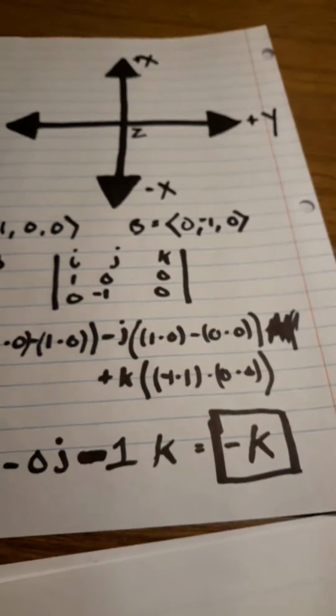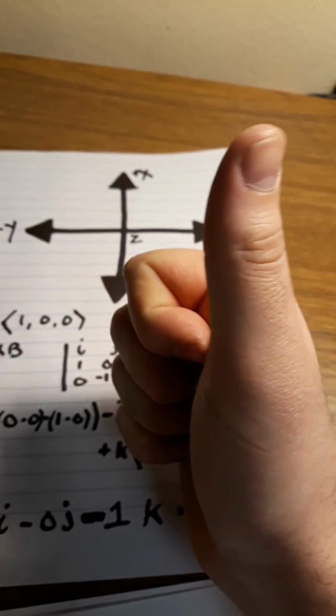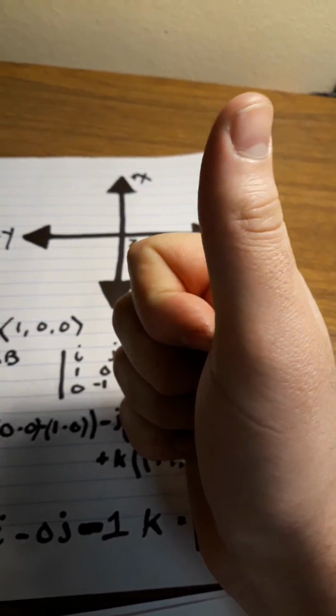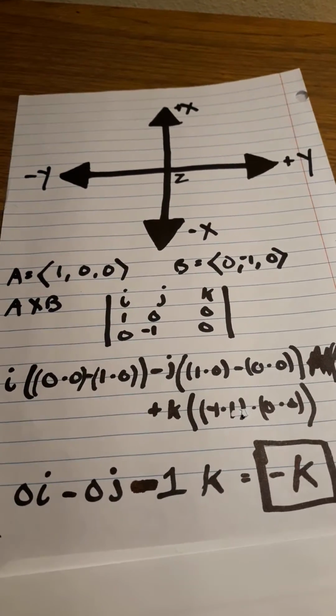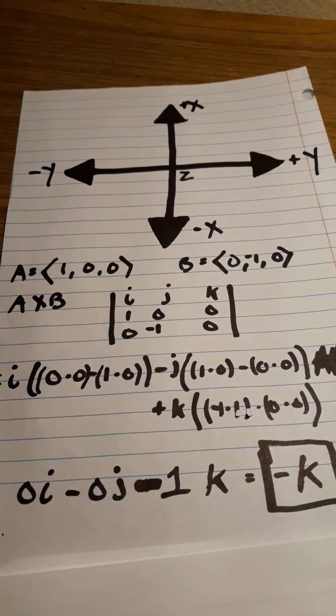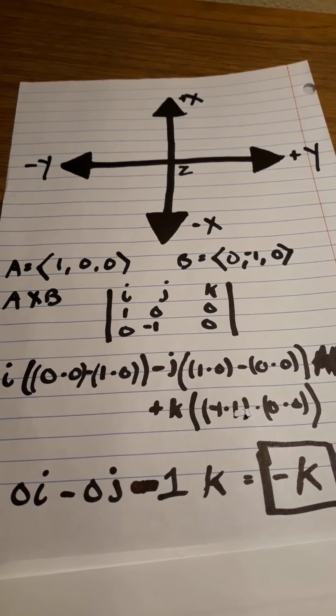And when you remember, when we crossed our product, we got a vector in the negative k, or negative z direction. And that is how you apply the cross product and use the right-hand rule to prove your theory in which direction your cross product should go.